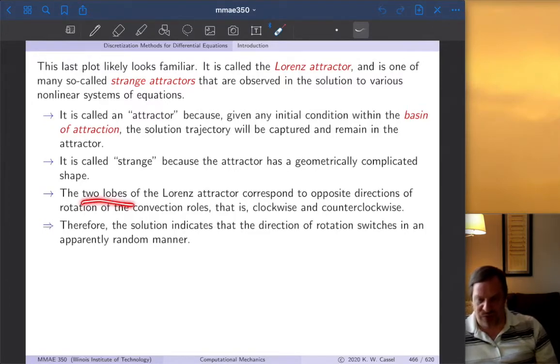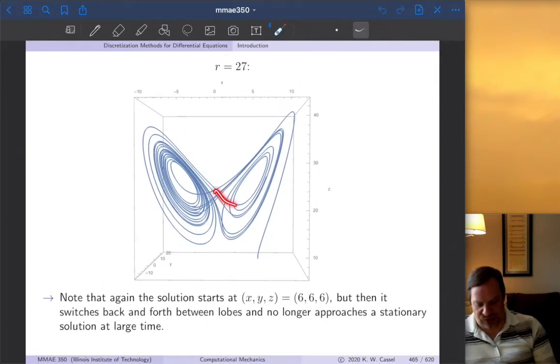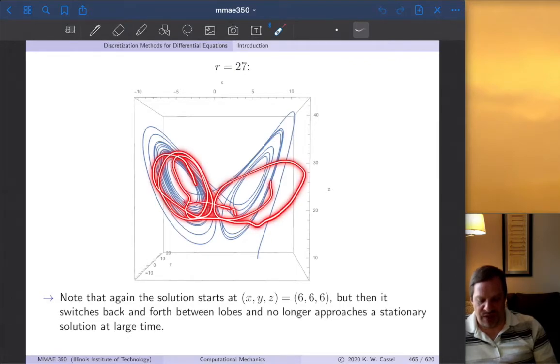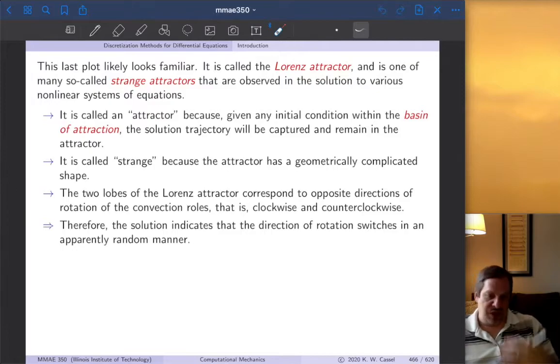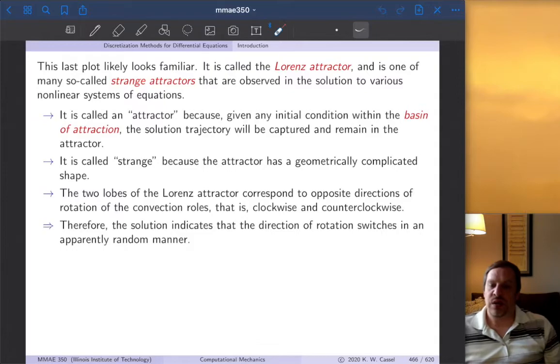Once again, the two lobes represent the clockwise and counterclockwise rotation. As it switches, you can see it switching back and forth here. Not every time, it's not one around the other, but it's going around one several times and switching to the other one and then switching back. Every time it's switching back and forth, it's actually changing the sign of rotation of the convection rolls, which is a seemingly unexpected behavior. And again, this is coming from a very simple set of nonlinear ODEs.